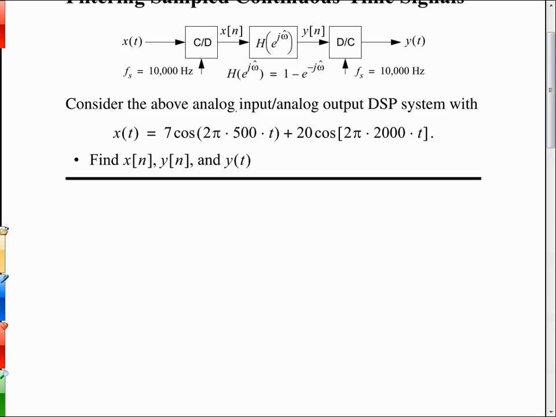So we've got a sinusoid coming into this system at 500 hertz and at 2,000 hertz. So from an aliasing standpoint, we're good, right? So now let's get some answers.